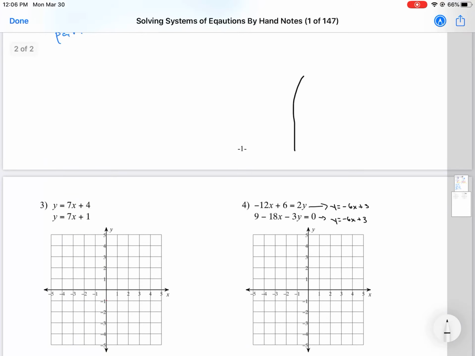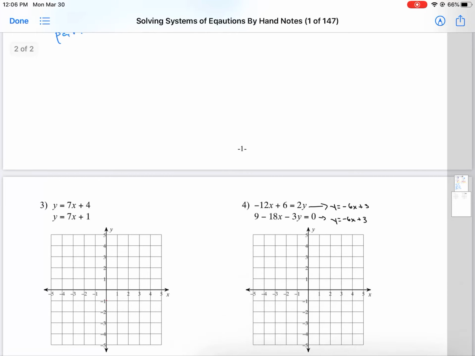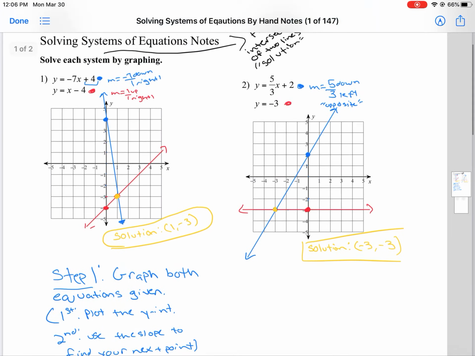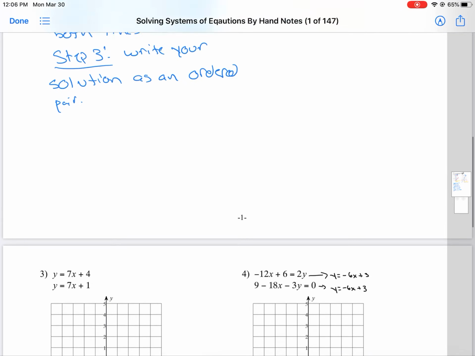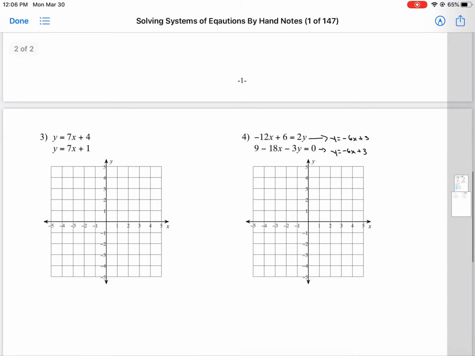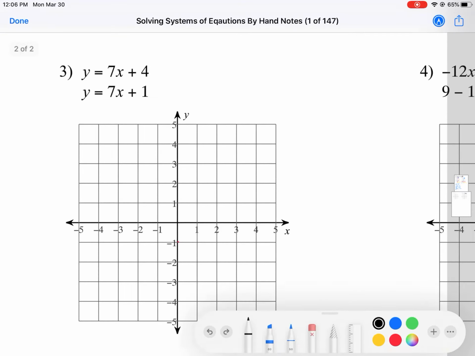All right, so we saw before we can have an intersection of two lines, and that is called our solution. So when we're solving systems of equations, we can have an intersection of the two lines like we see in these two examples here. Now we're going to take a look at some different examples for number 3 and 4.